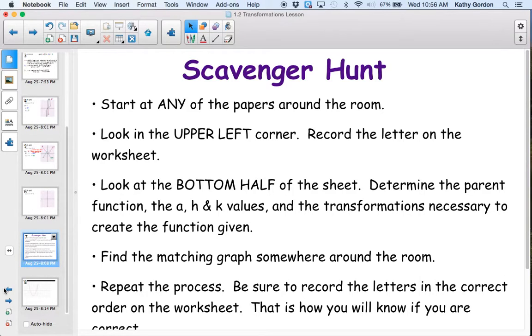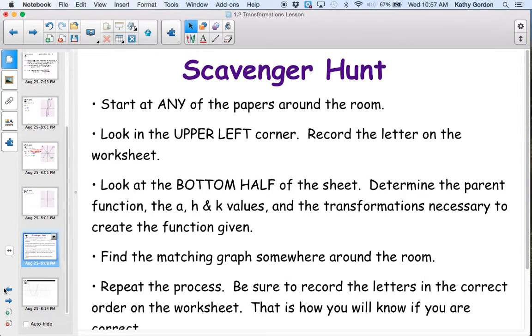Okay? You can start at any one of these in the room. There are 20 of them. So you may not get through all 20, but we'll go as far as we can. You can start at any one of them. It does not matter which one you start at. And wherever you start, that letter that's in the upper left-hand corner, you're going to write in that first column, so you know which paper you're starting with.